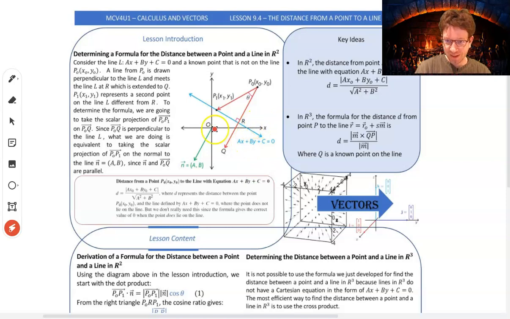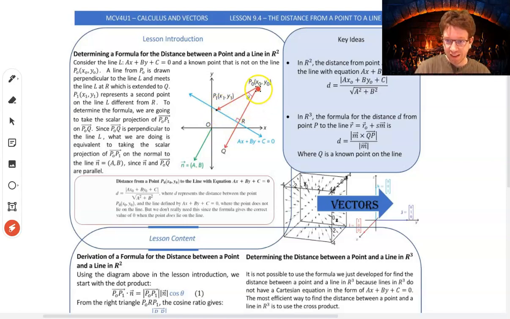So in 2 dimensions, we have our xy plane. Then we have some line here. Notice that I wrote the line as an equation in Cartesian form, which I can do in 2 dimensions. I just can't do it in 3 dimensions. Then we have a point that exists somewhere outside of the line. And then we have a point that exists on the line.